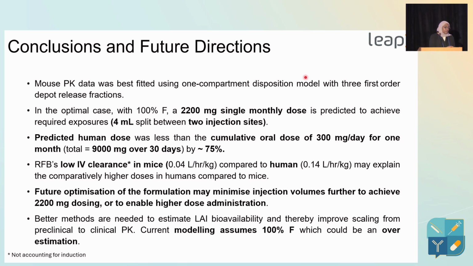One of the reasons why we have this higher dose compared to the mouse one is the low IV clearance in mice compared to human, plus the Ka, which is faster in mice than in human. If we want to decrease the injection volume, we suggest improving the formulation by increasing the drug load. By increasing the drug load, we can decrease the injection volume and maintain the same dose of 2,200 mg, or even increase the dose if we want to.